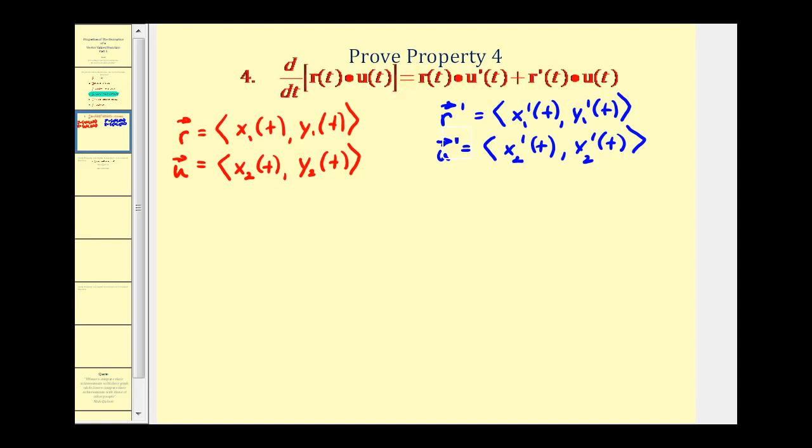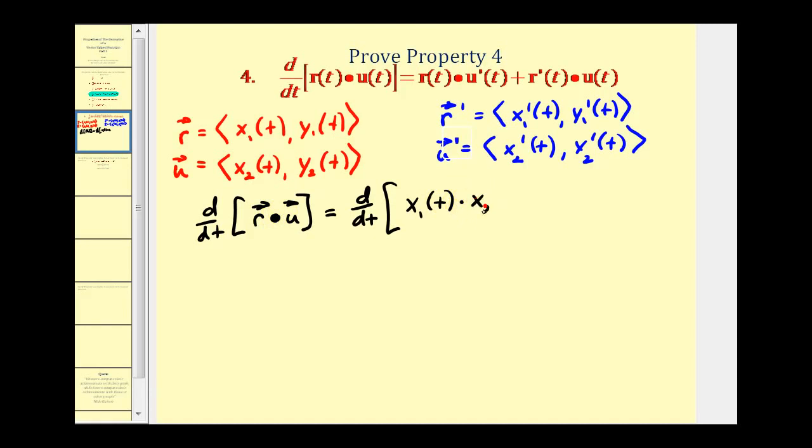So we'll start with the left side and see if we can come up with the right side of this property. This is going to be equal to the derivative with respect to t of the dot product of r and u. So we would have x sub 1 of t times x sub 2 of t. Remember, this is dot product here, this is multiplication here, plus y sub 1 of t times y sub 2 of t. So now to find the derivative of these two products, we'll have to apply the product rule here and the product rule here as well.